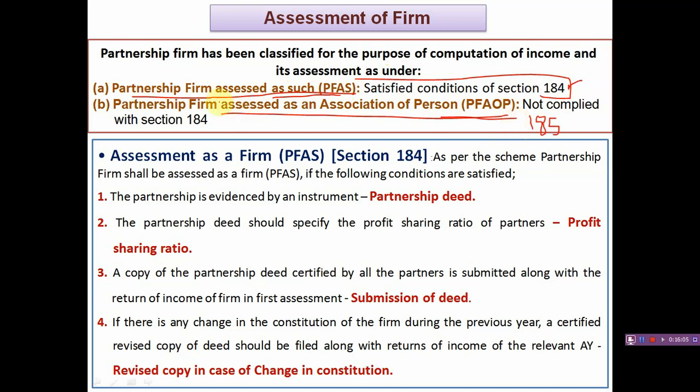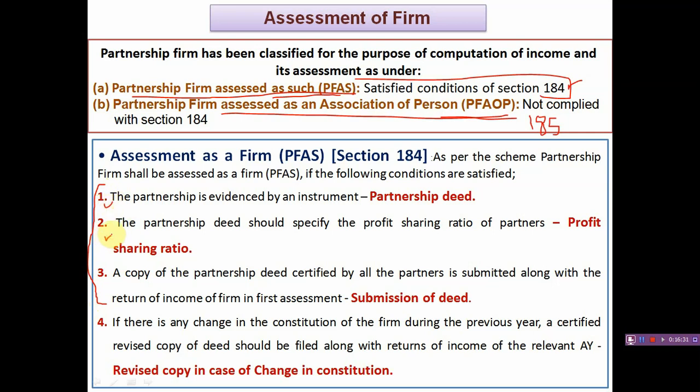See the conditions under section 184. There are three conditions which are to be fulfilled in the first assessment year. First one is the partnership is evidenced by an instrument. There must be a partnership deed in the partnership. It is the first one.